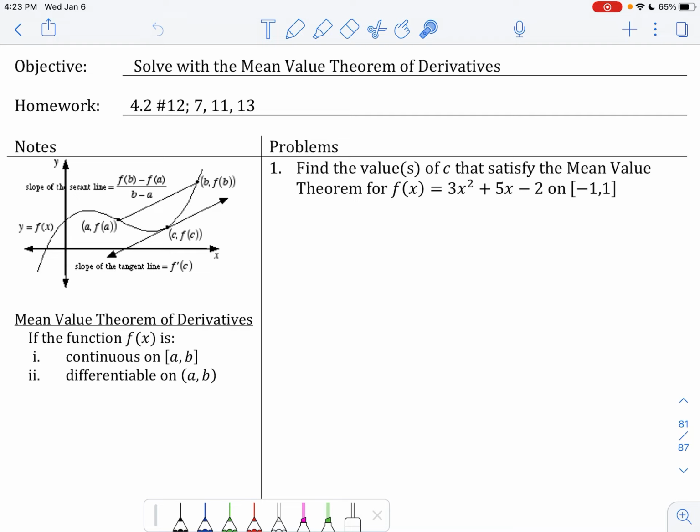So the mean value theorem for derivatives, we're looking at a couple problems from 4.2, and this theorem is an important idea. The idea here is that if a function f of x is continuous on [a, b], so we're looking at an interval of a graph, in this picture from here to here, and is differentiable on the interval (a, b) without worrying about the endpoints, what that's going to tell us is that there is some point in between, which in this case is c.